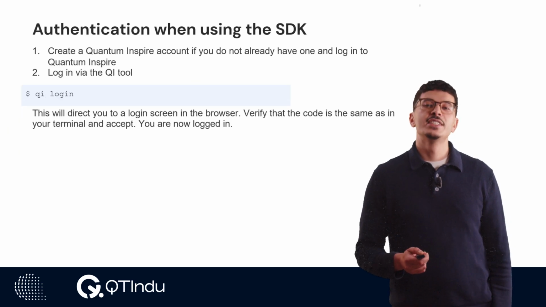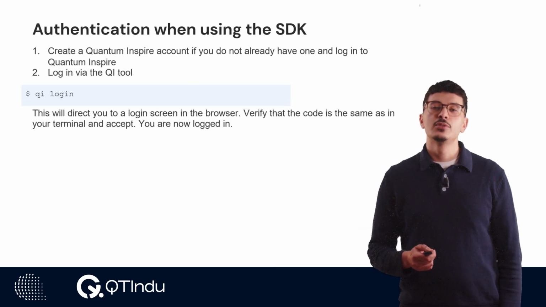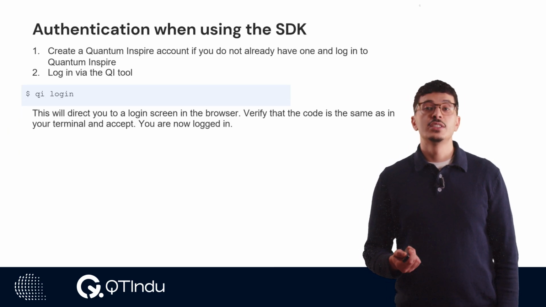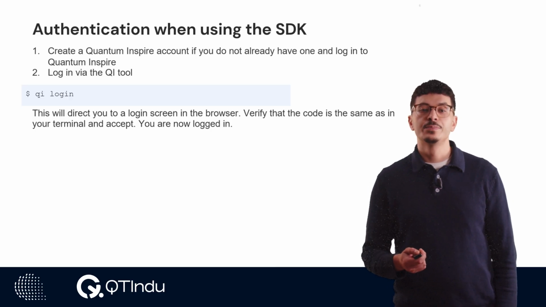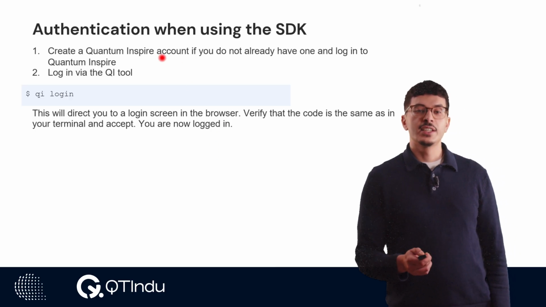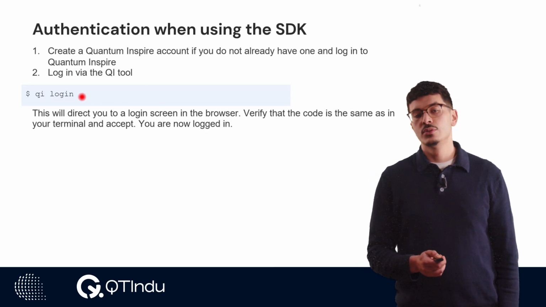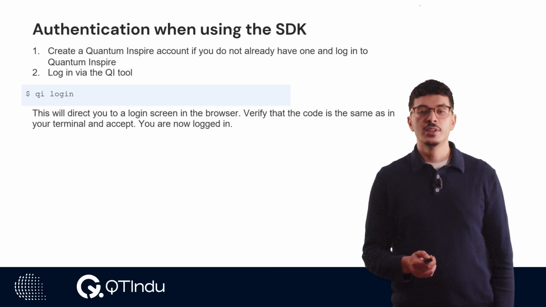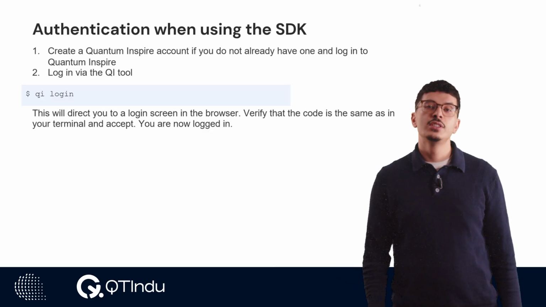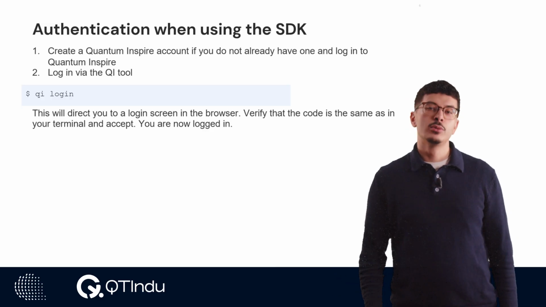To make use of the SDKs, you have to be authenticated on our platform. To do this, go to quantum-inspire.com and create an account. Once you have this account, you can use the QI tool installed in the previous step to log in. To do this, simply run qi login. This will redirect you to a login screen, and you will be redirected back to your terminal once you're logged in.